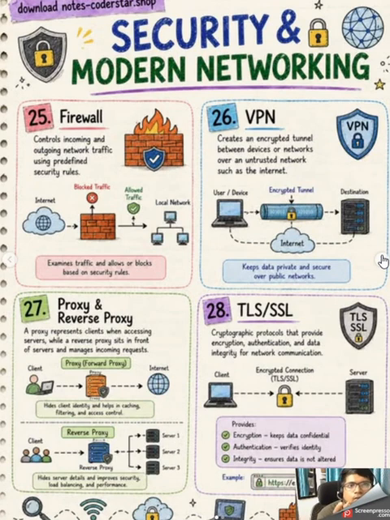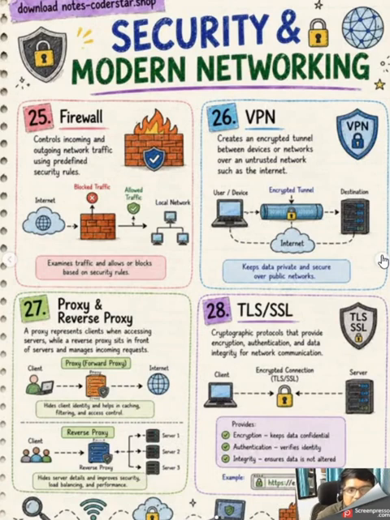It controls incoming and outgoing network traffic based on security rules. And we have VPN. It creates an encrypted tunnel between devices and networks over an untrusted network such as the internet. And what are proxy and reverse proxy? A proxy represents clients when accessing servers, while a reverse proxy sits in front of servers and manages incoming traffic.